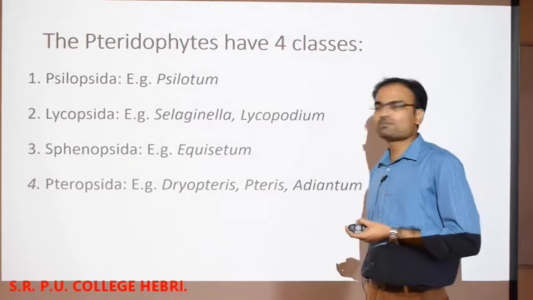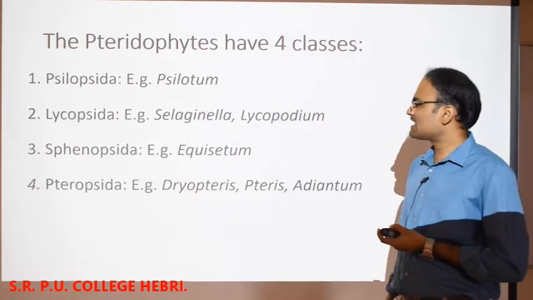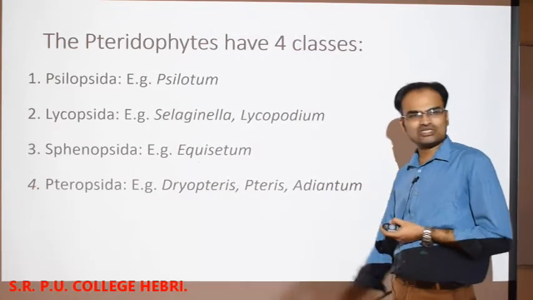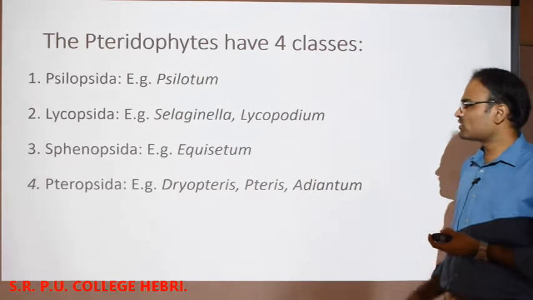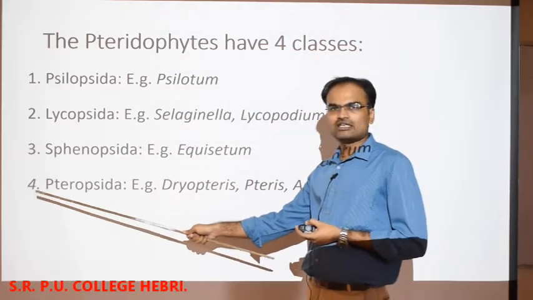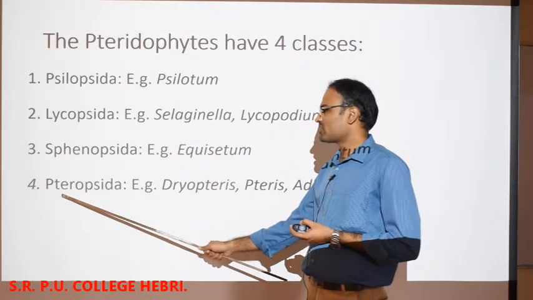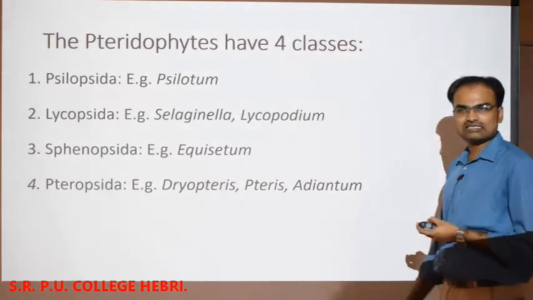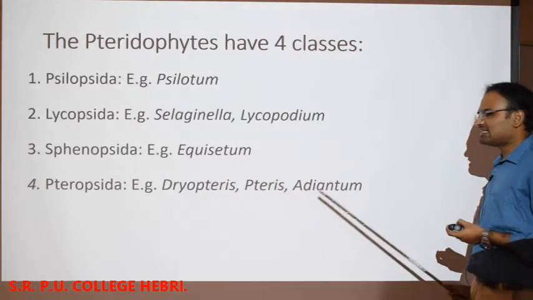Third class is called Spinopsida. Okay, Spinopsida, and example plant is Equisetum. Equisetum belongs to the class Spinopsida. Fourth one, it is Pteropsida. So here also the P is silent. It should be pronounced as Pteropsida. Example Dryopteris, Pteris and Adiantum.